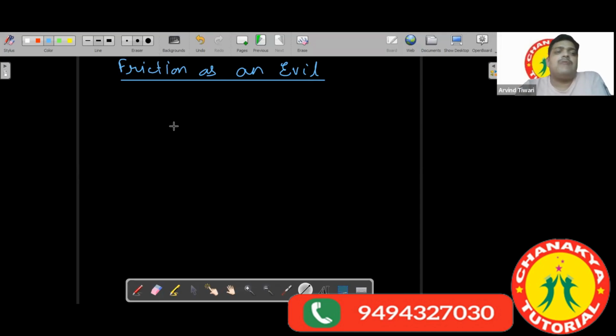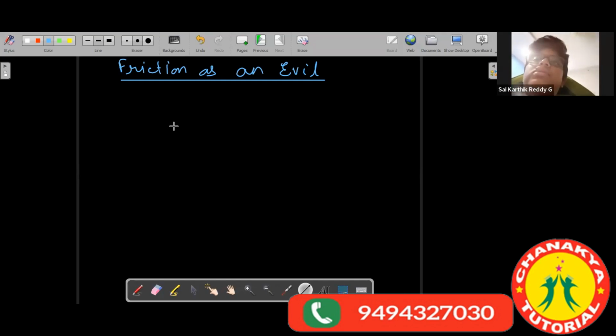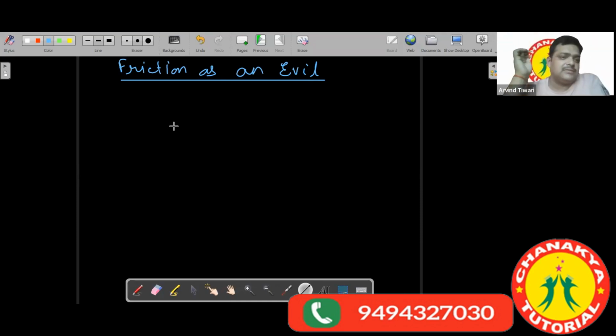Lighting a lighter also involves friction. But over there, we generally have electric sparks. In a lighter, electric sparks are produced. So lighting a lighter, that's electric sparks being produced. Got it? Friction as an evil.